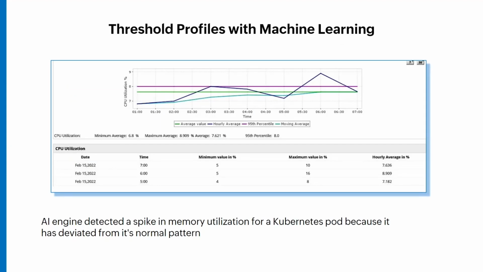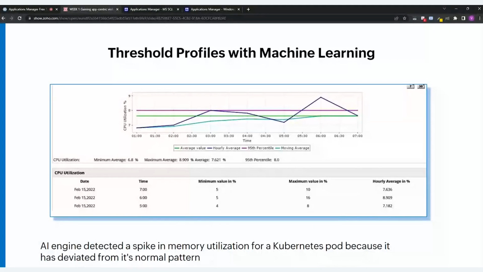Now, another important area where ML is used is threshold profiles. Applications Manager currently supports static, adaptive, and anomaly threshold profiles. For example, say you have a Kubernetes and you want to monitor memory utilization. Instead of configuring a static threshold, if you choose an adaptive one, when the current memory utilization deviates from the usual pattern, you will receive an alert. Now let's shift to the UI to see how this works.